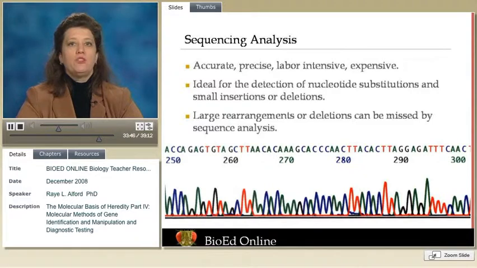The slide shows an electropherogram generated by automated fluorescent DNA sequencing of a segment of DNA. The sequence of the DNA fragment is read from left to right. This output sequence is compared to the known normal sequence of this fragment of DNA to detect any alterations. This particular sequence is a portion of the mitochondrial 12S ribosomal RNA gene and is identical to the normal sequence for this region in humans.